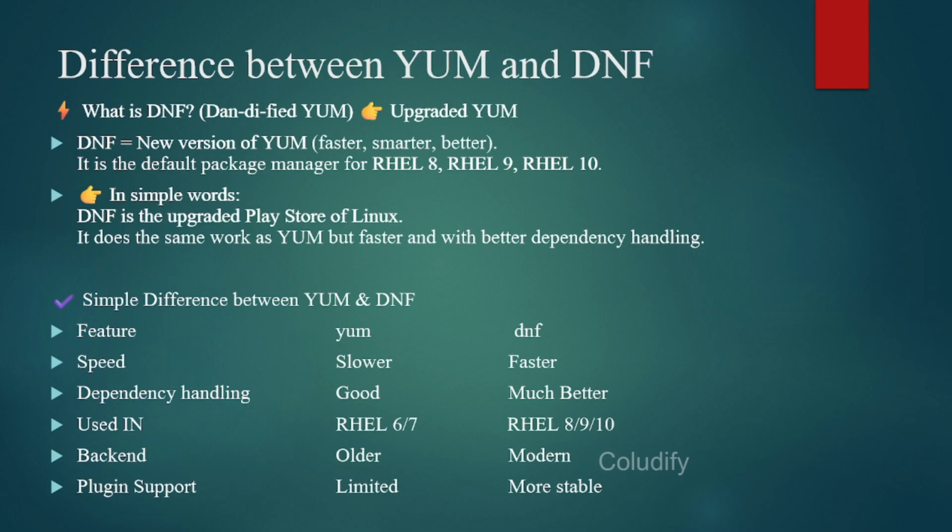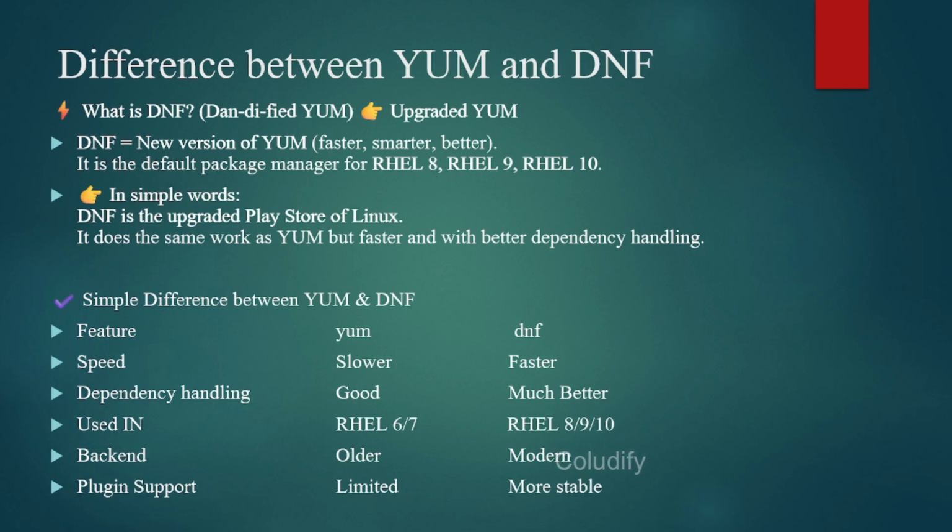So if someone asks you what is the difference between yum and DNF, the simple answer is: DNF is the upgraded version of yum. DNF is faster, smarter and better than yum. It comes from the RHEL 8, 9 and 10 operating systems. Only this answer is enough for interview purposes.